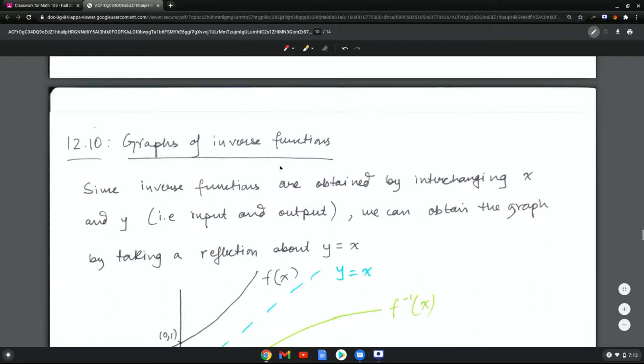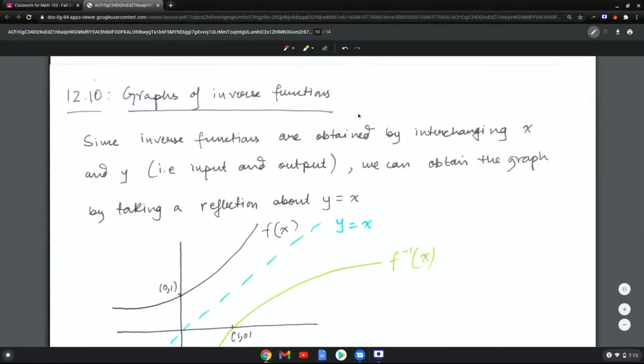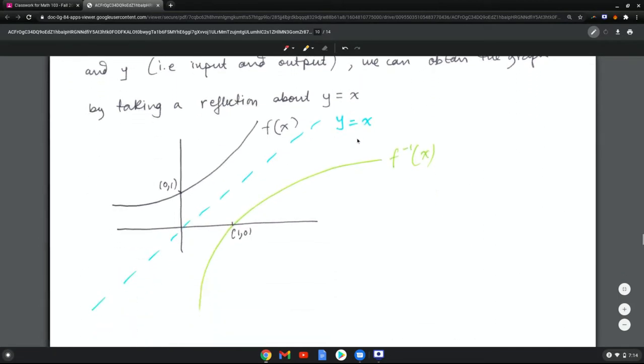Graphs of inverse functions. Inverse functions, again, are obtained by interchanging x and y, that is the input and output. We can obtain the graph by taking a reflection along the y equals x line. Because essentially what you're saying is the input, which is x, becomes the output, which is y, and the output becomes the input, and that corresponds to moving to the y equals x line and then coming back down. So it's a reflection.